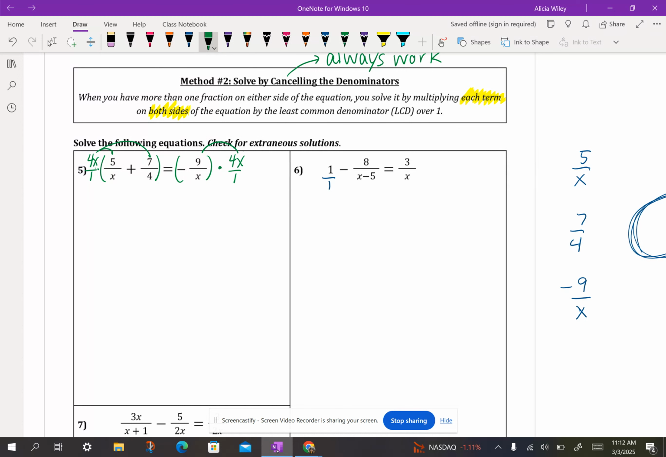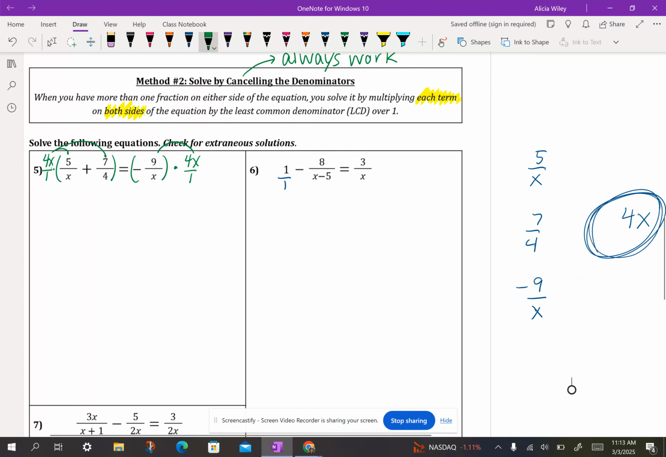Now, when we are multiplying by this LCD, the goal is that it will cancel out our denominators. So let's look at the first multiplication here. If I multiply, again, I'm going to do a little work here off to the side.